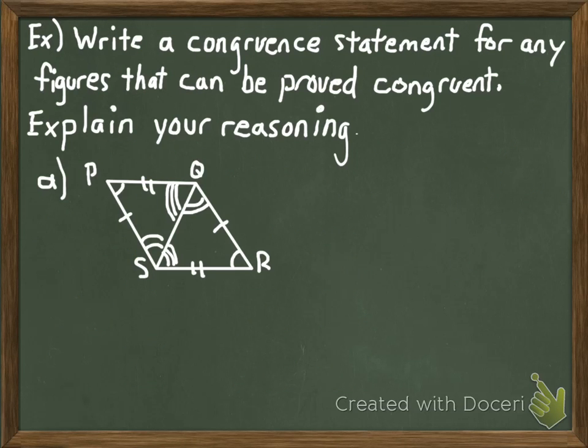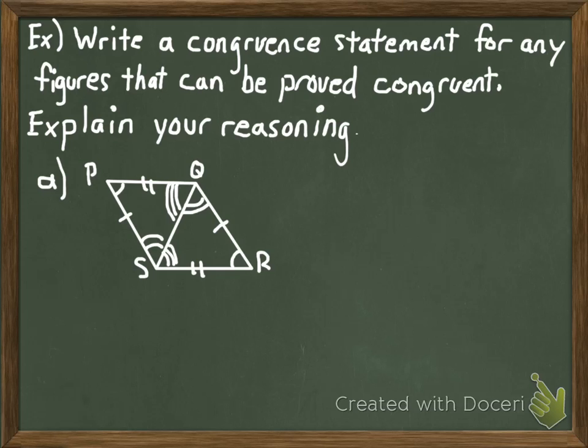Alright, now you see a different type of picture here altogether. And what it's wanting us to do here is to write a congruent statement for any figures that can be proved congruent and to explain your reasoning. Alright, well, I chose this example for a particular reason. It's because this particular picture is going to use a property that we talked about way back in chapter 2, but hasn't really come up since then. I'll tell you what that property is in a moment.